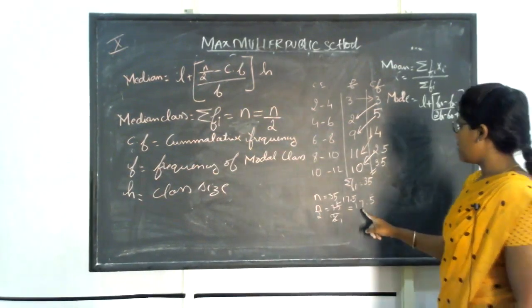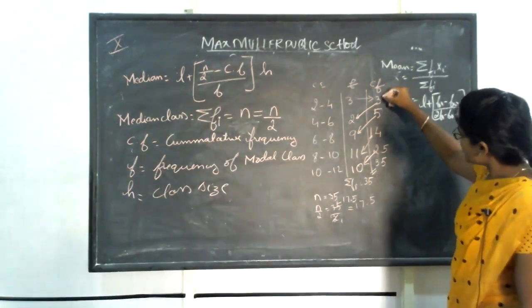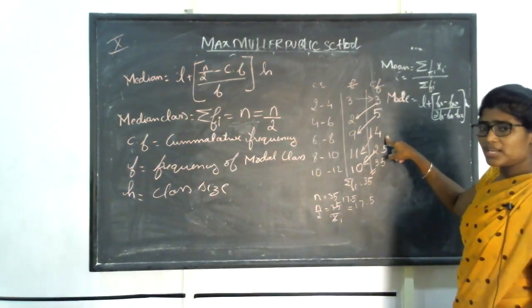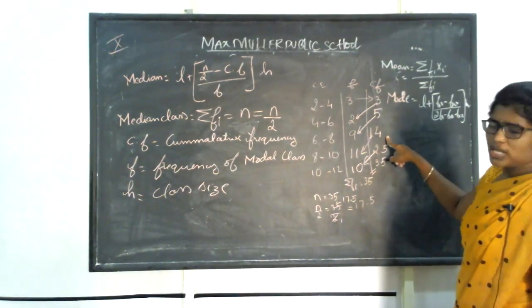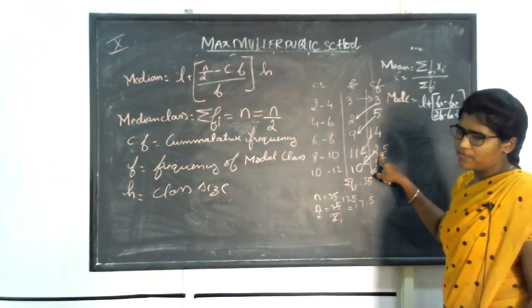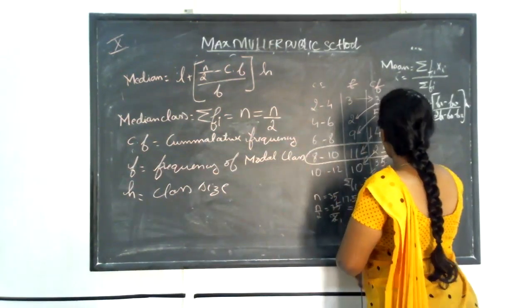Now, what do you have here? N by 2 is 17.5. Check in your cumulative frequency where you have 17.5. 14 is very less than 17.5, so I cannot take it. 25 is greater than 17.5, and 17.5 will also come in 25. So I'm going to take this as my median class.